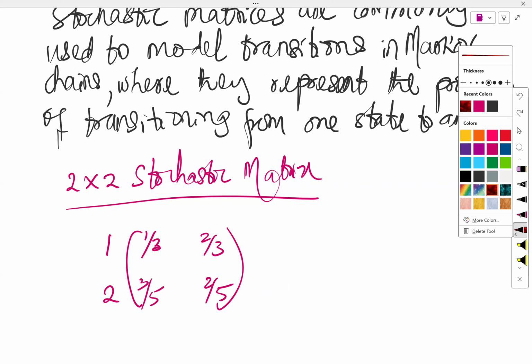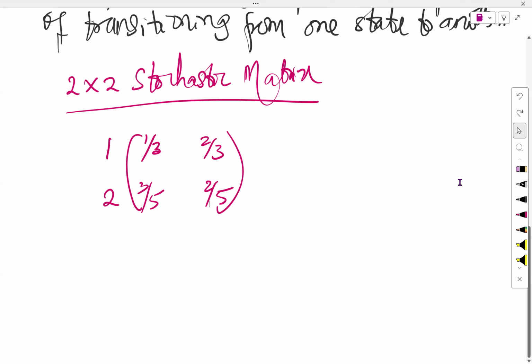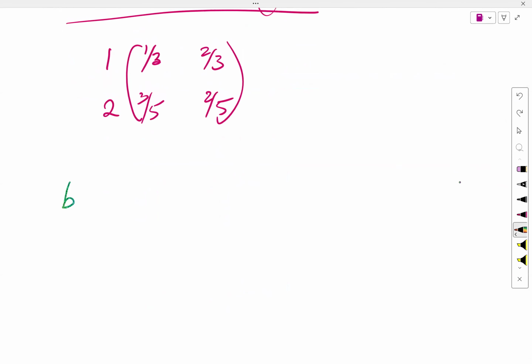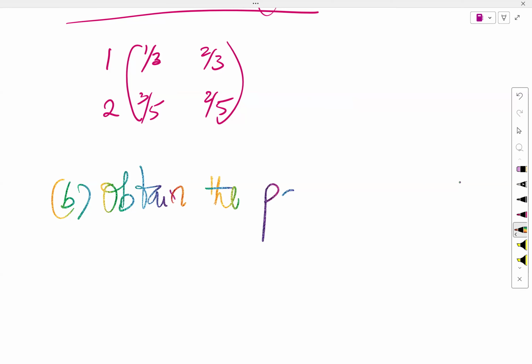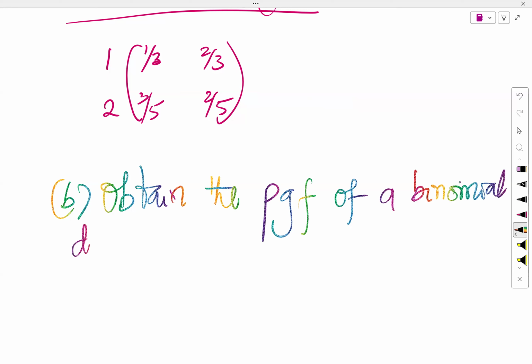Okay, so let's talk about the next question. That's the B part of the question now. Obtain the probability generating function, that is the PGF, of a binomial distribution, which is B of n comma p. That's the question here. All right, how do we go?